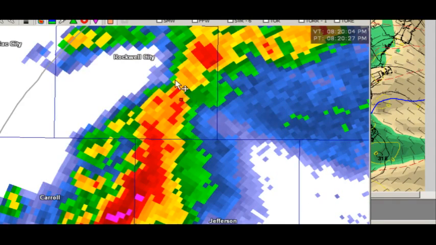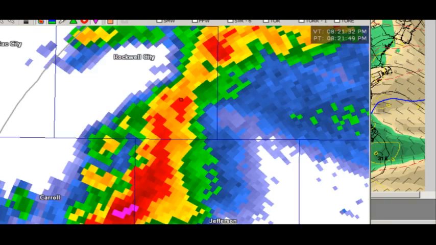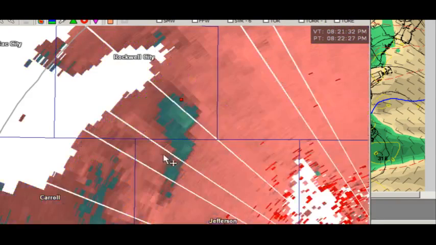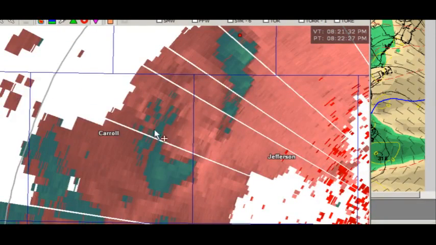Now let me correlate that with the base reflectivity. Okay, so maybe something going on up in that area. The main storm is further to the south. I'm just not really seeing anything going on in here.